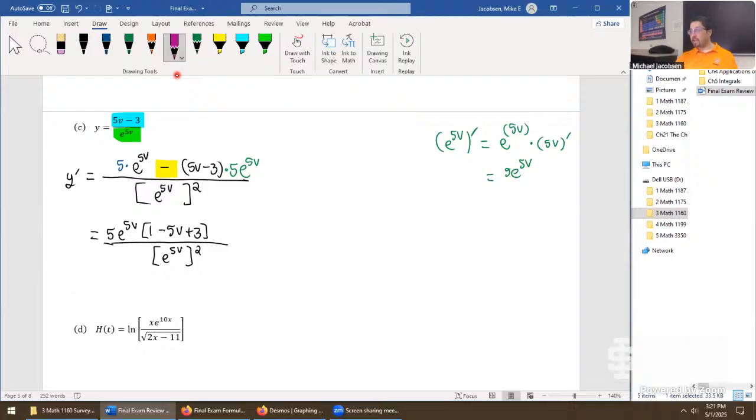Here's what the cancellation would look like. E to the power 5v is gone from here. This is e to the power 5v times e to the power 5v. So the power's gone. It's just power 1 now.